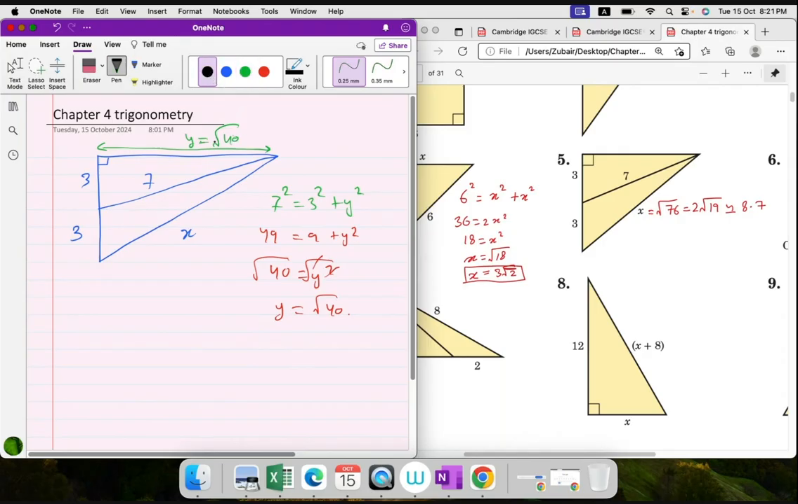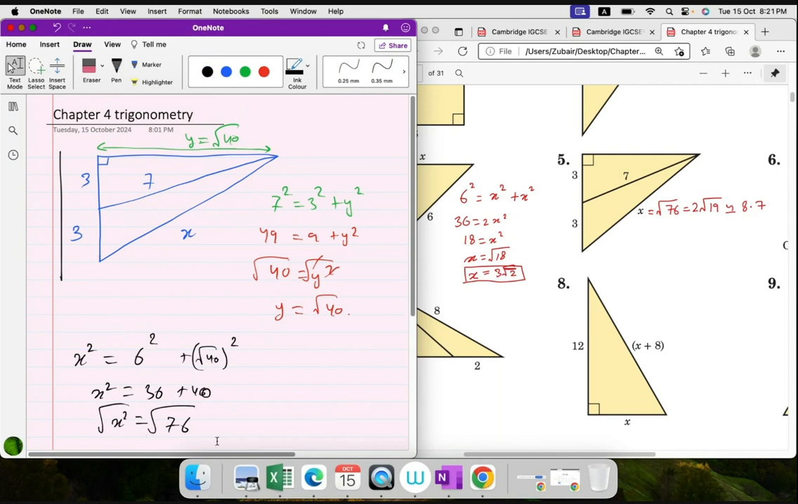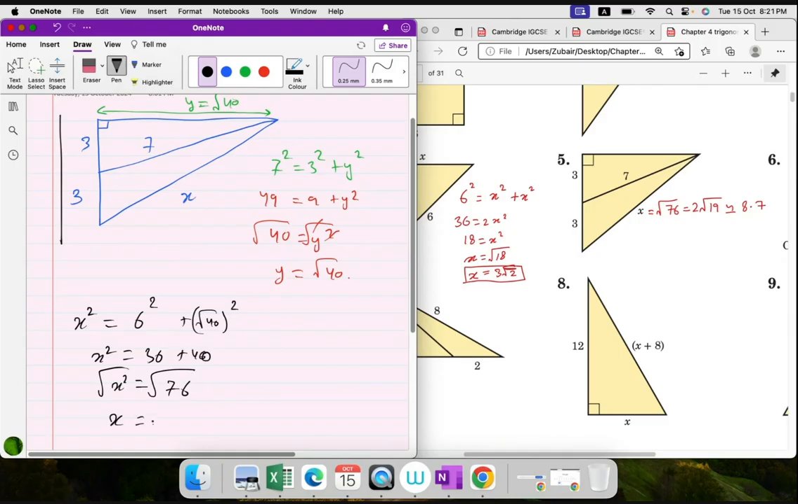Now I'm using this upper side, which is y, this full side, which is 6, and x. So x square is equals to 6 square plus square root 40 squared. So x square is equals to 36 plus 40, which is 76. So squaring both sides, I get x is equals to square root 76, which could be written as 2 square root 19 or in decimals as 8.71 or 72 rounded. Okay.